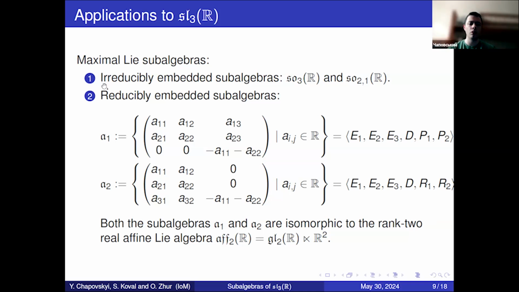we will call it an irreducibly embedded subalgebra, and it is shown that SO3 and SO21 are the only irreducibly embedded maximal subalgebras in SL3. Winternitz asserted this fact, and we have reproved it.